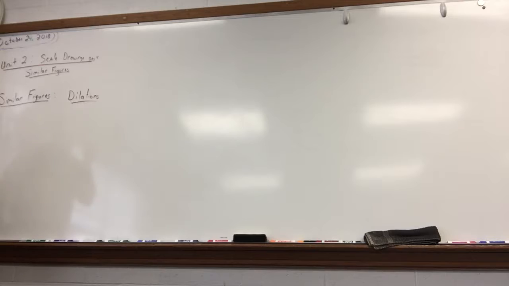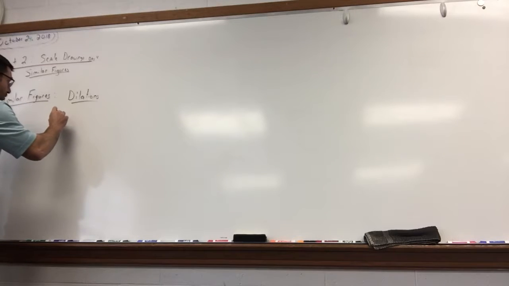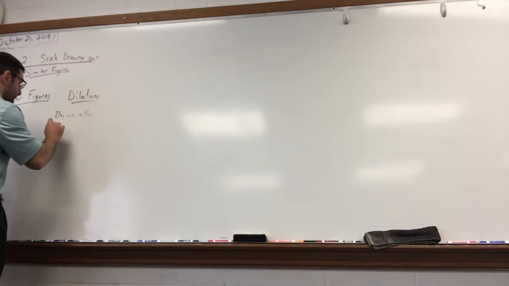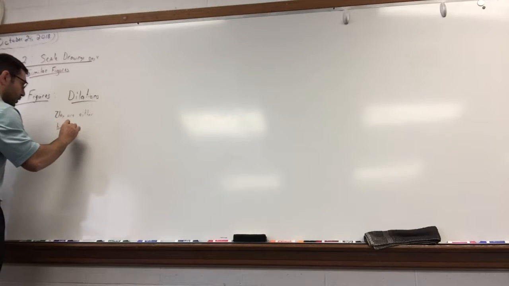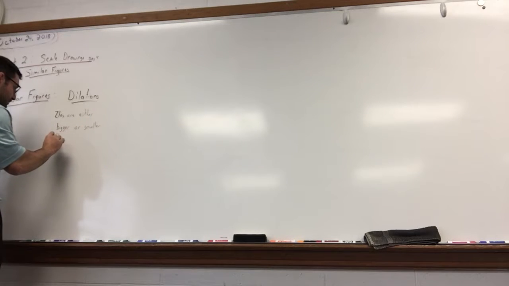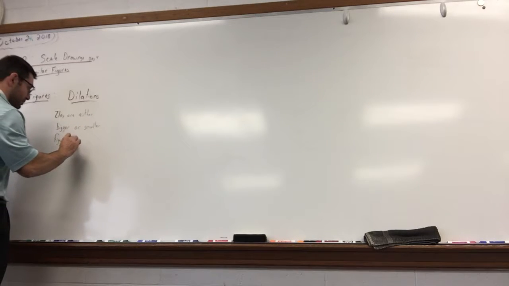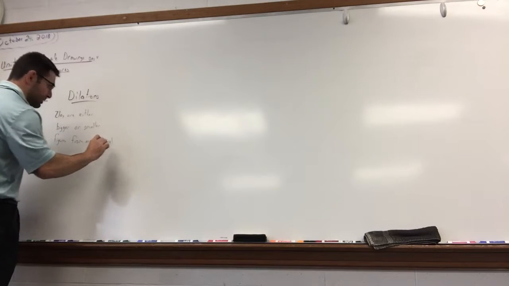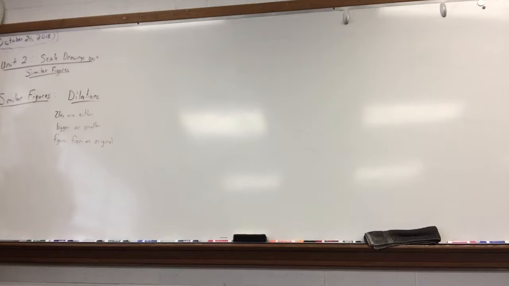So similar figures are dilations. They are either bigger or smaller figures from an original. That's all. They're either bigger or smaller than an original. Kind of like what we've been doing. We have a pre-image, we have an image.